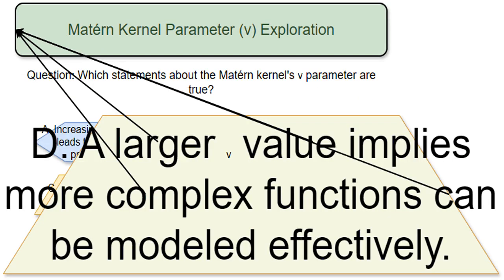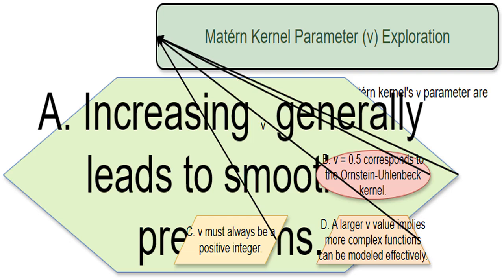I think this statement is partially true but misleading. Yes, a larger nu allows the model to capture more complex functions, however, it doesn't guarantee effective modeling. Overfitting is a real risk with a large nu, especially if you don't have enough data or if the data is noisy.